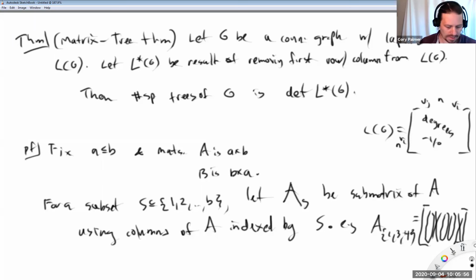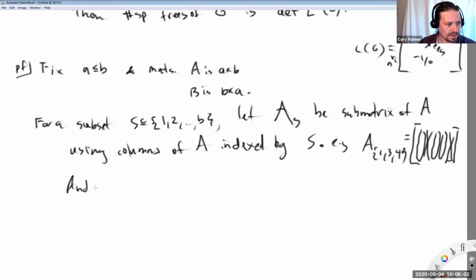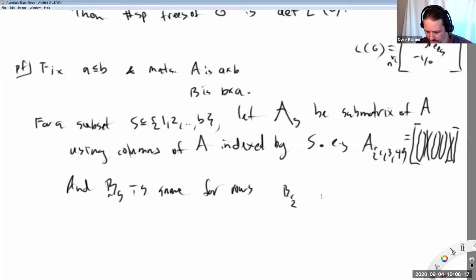Okay, and then B sub S is defined similarly. I'm just going to say it's the same for rows. It's a little bit confusing because when I talk about B sub S, I'm talking about keeping the rows. So like, let's say B sub, let me just do a different one.